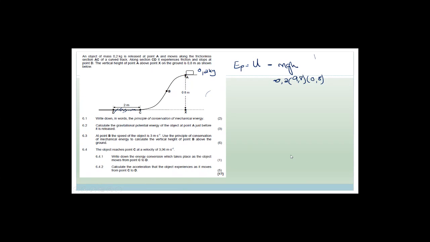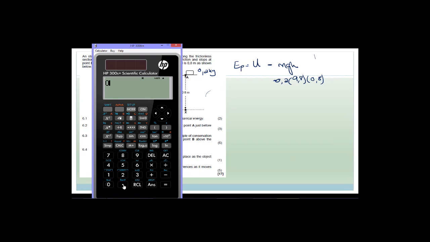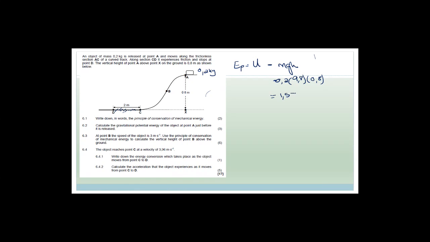Okay, so if we multiply it, we've got 0.2 times 9.8 times 0.8 equals 1.57 joules. So the gravitational potential energy of the object just before it's released is 1.57 joules. It says that at point B, the speed of the object is 3 meters per second.